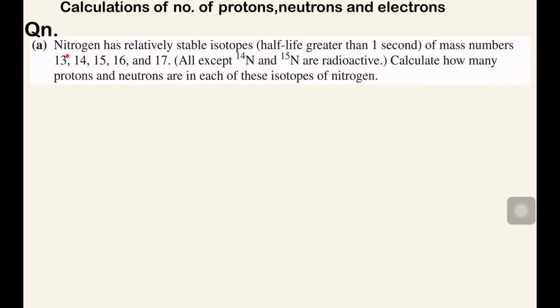So we can say nitrogen-13 is radioactive, nitrogen-16 is radioactive, and nitrogen-17 is radioactive. Calculate how many protons and neutrons are in each of these isotopes of nitrogen. So we have the following nitrogen atoms: nitrogen-13, 14, 15, 16 and 17. So let's start with the first one. First we have nitrogen-13.